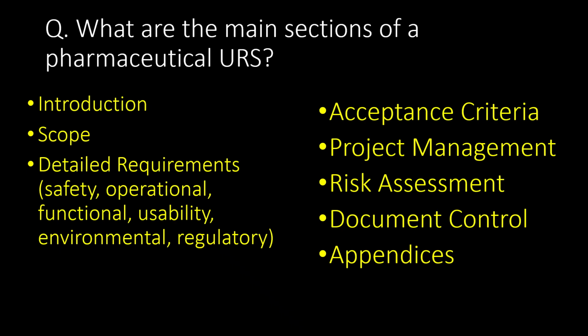What are the main sections of pharmaceutical URS? You can refer below table for main sections of pharmaceutical URS. The main sections are introduction, scope, detailed requirements like safety, operational, functional, usability, environmental, and regulatory, acceptance criteria, project management, risk assessment, document control, and appendices.